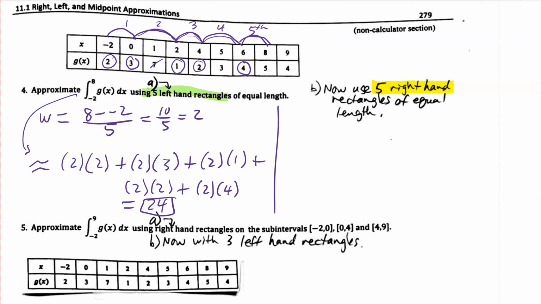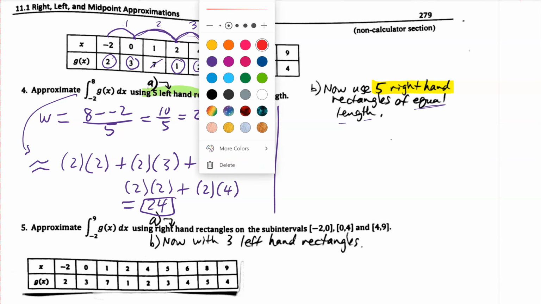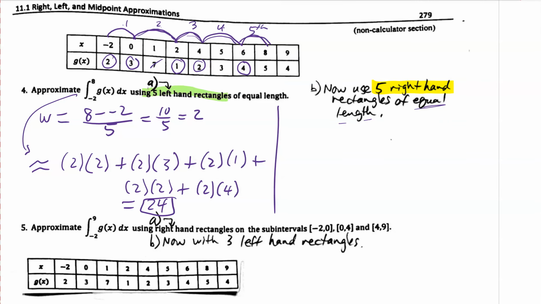I'm going to change colors here for part B, and we're going to do right-hand rectangles. And it does say of equal length. That just means make sure you do the same distance, 2 units. All right, so I'm going to change things up. I'm going to use a different color. We'll use some red this time. So this time, if I'm going 5 right-hand rectangles, this is my first, and here's my first height. Here's my second height, third height, fourth height, and fifth height.